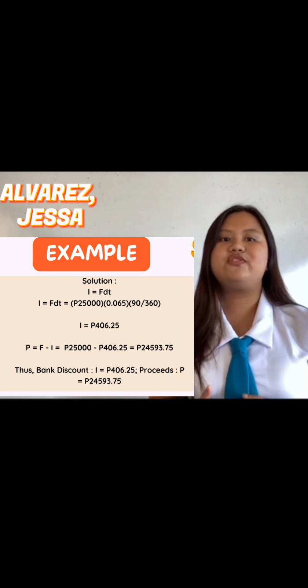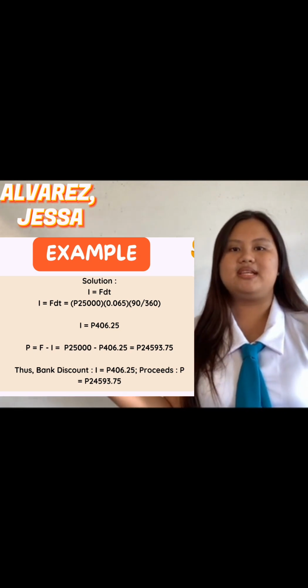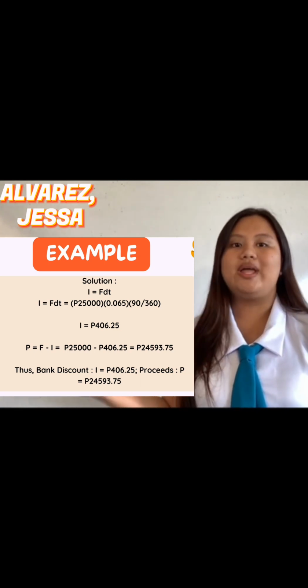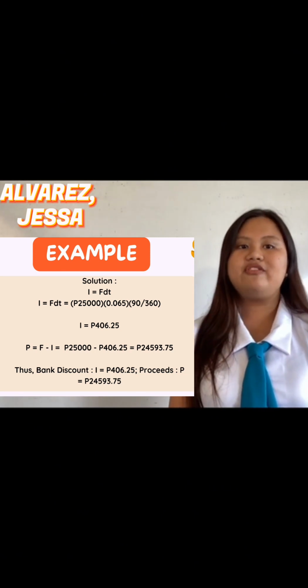So now, let's find the proceeds that will be received by Ignacio. So I have here the formula: P = F − I. 25,000 minus 406.25 is equal to 24,593.75.